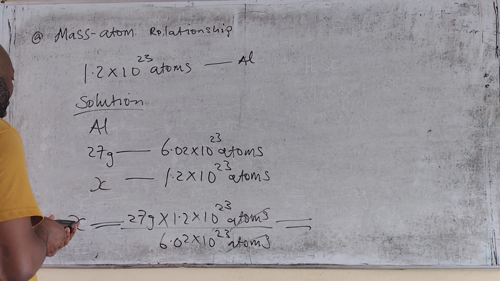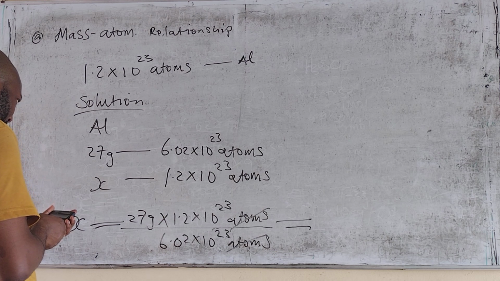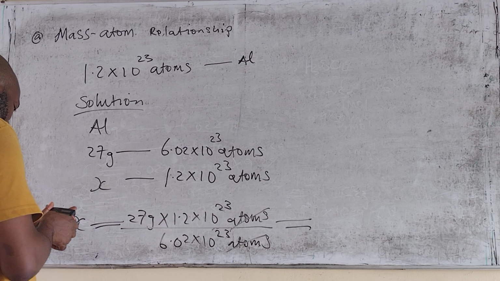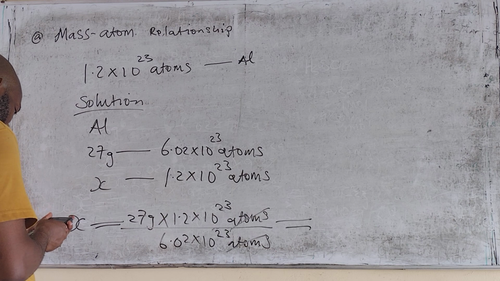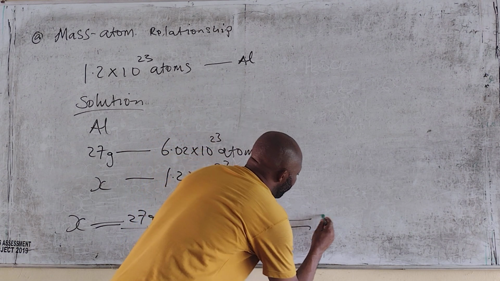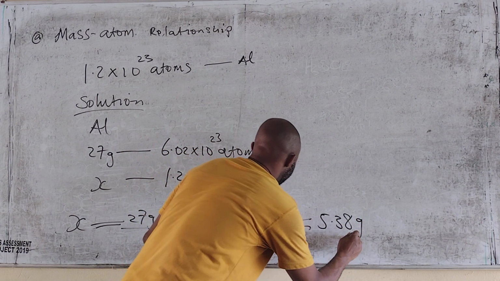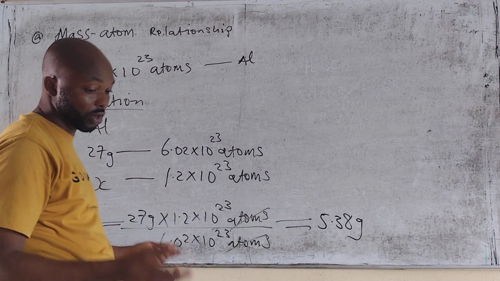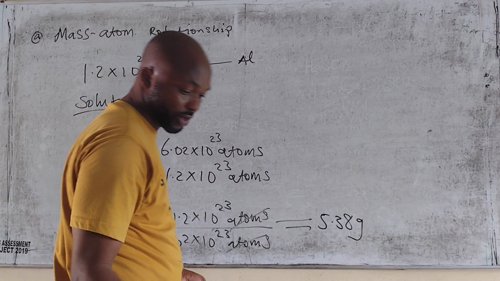I'll be left with 27 times 1.2 times 10 raised to the power of 23, divided by 6.02 times 10 raised to the power of 23. I have 5.38 grams. That's my answer. So you can call it 5.4 grams, however you want it.